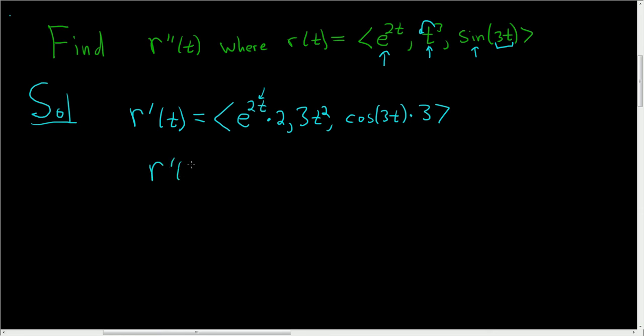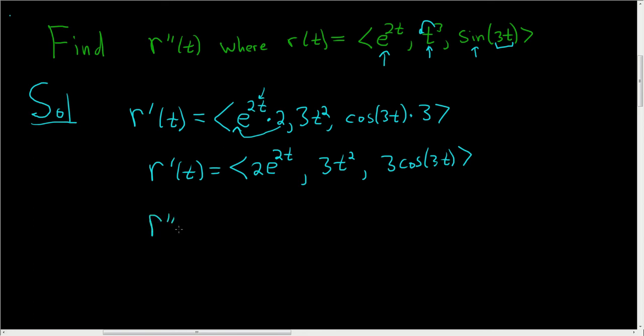I'm going to go ahead and write it again before we take the second derivative. So maybe put the 2 in the front, so 2e to the 2t, comma, and then 3t squared, comma, and then 3 cosine 3t. Just cleaning it up and making it look a little prettier before we take the second derivative. So now we'll take the derivative again.